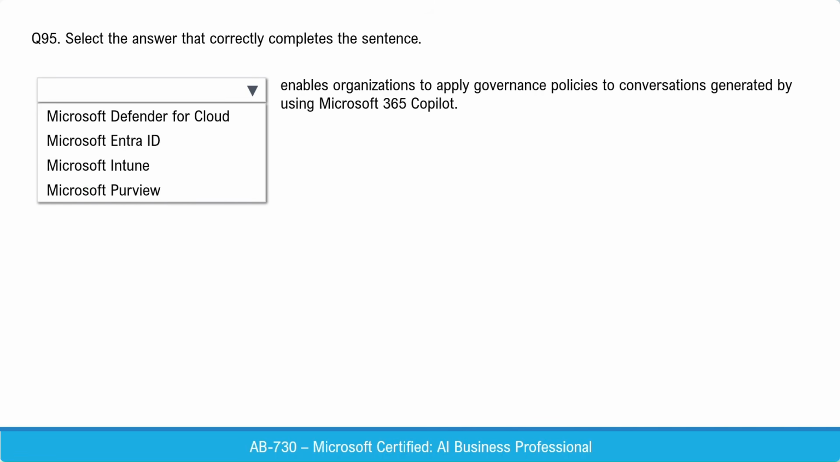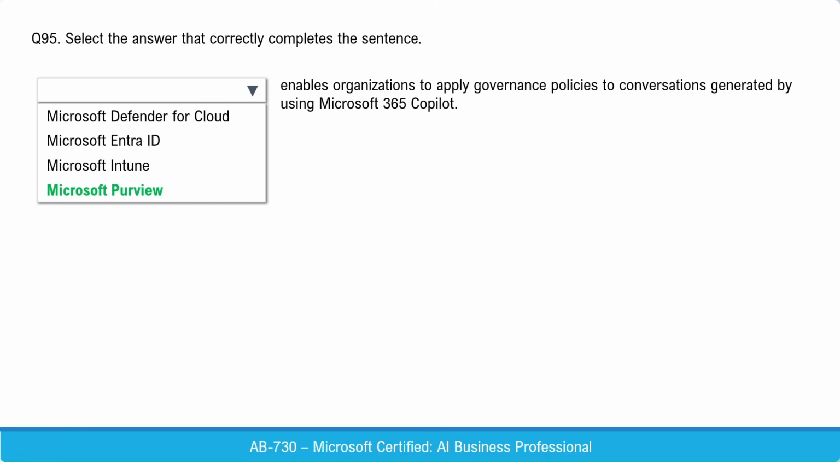Next question, select the answer that correctly completes the sentence. Dash enables organizations to apply governance policies to conversations generated by using Copilot. And your options are Defender for Cloud, Entra ID, Intune, Purview. And the correct answer is Microsoft Purview.